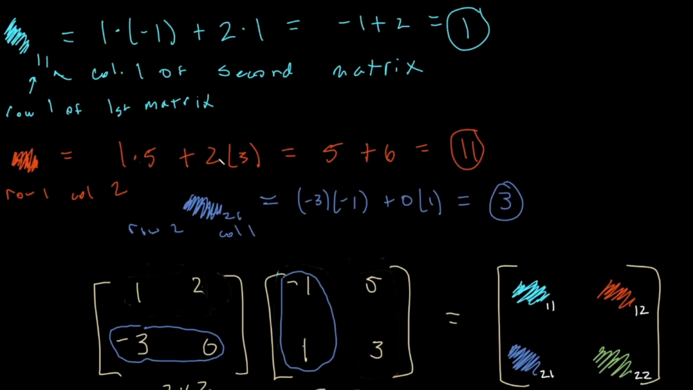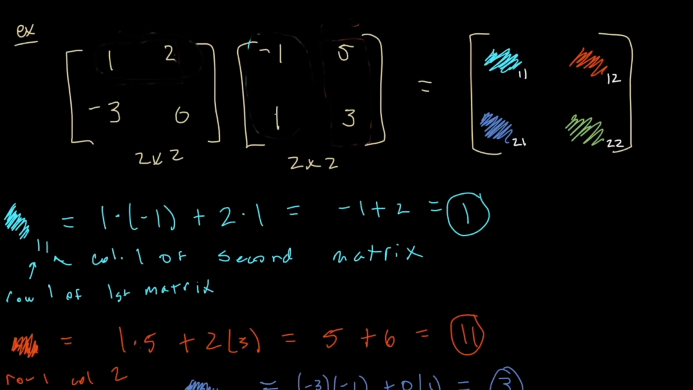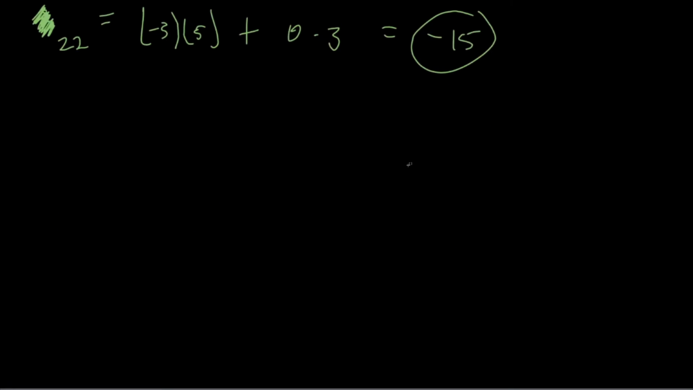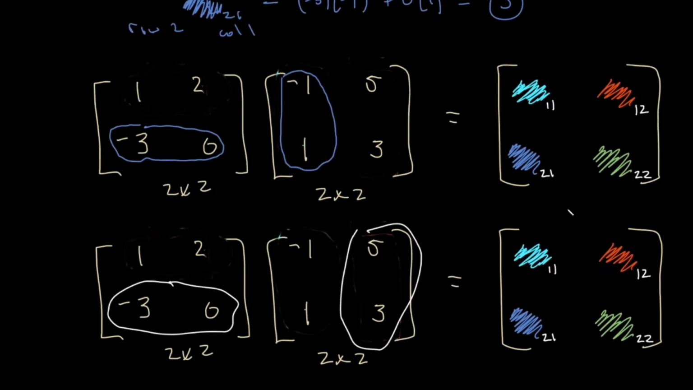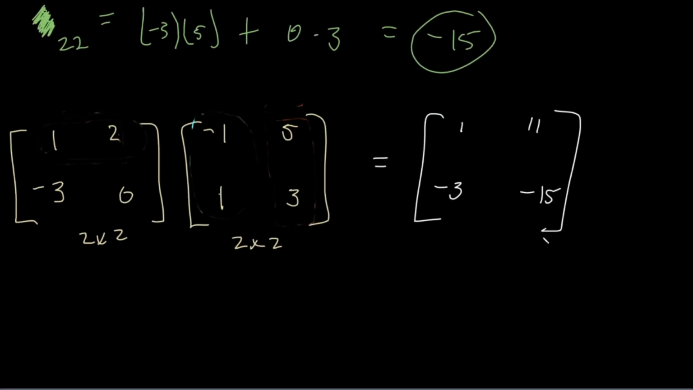1, 11, 3, negative 15. So we have this, and this equals 1, 11, negative 3, negative 15, positive 3.